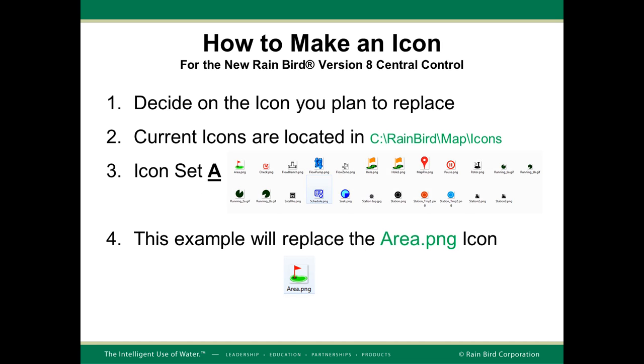The first thing you want to do is decide which icon you want to replace. If you look at the icons that Rainbird provides, there are 4 sets, A, B, C, and D. And these current icons are located in the C:/Rainbird/map/icons directory. Here you can see all of the icons that are in icon set A. In this example, we'll replace the area.png icon.